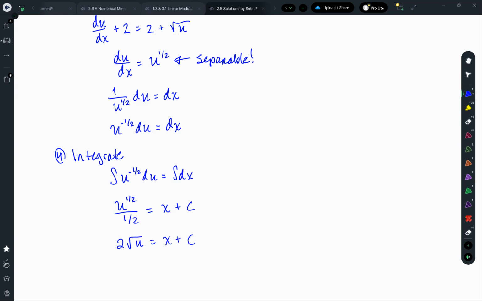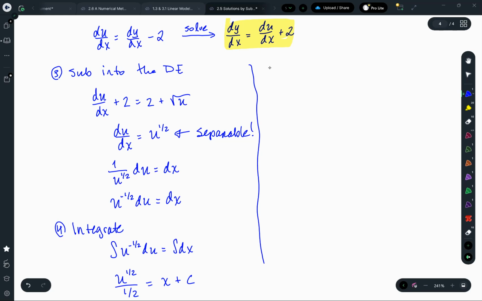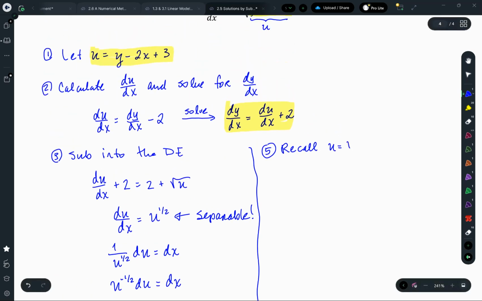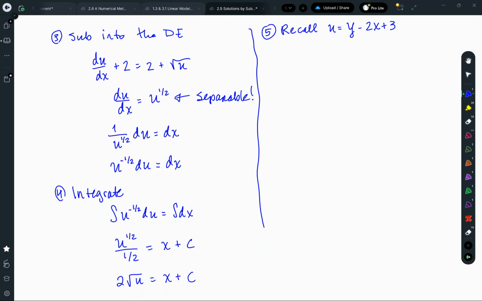But now, whoops, I'm going to go back up here, draw a little squiggle line. Step 5 is to recall that u is equal to y minus 2x plus 3. So we need to go into our solution and replace the u with the y minus 2x plus 3. So we get 2 square root, and instead of u, we put in y minus 2x plus 3. And then on the right-hand side, it's still just x plus c.